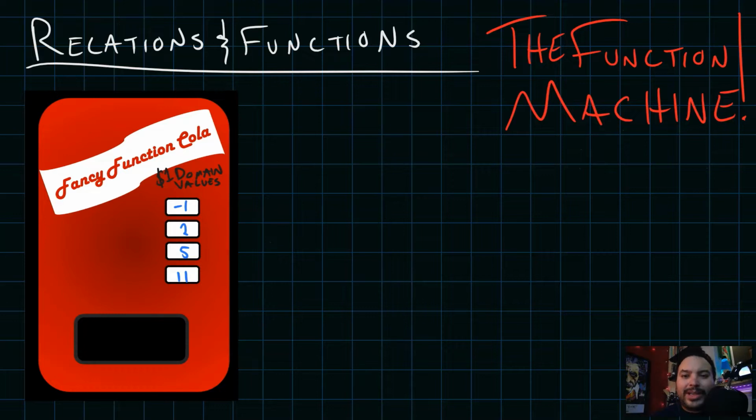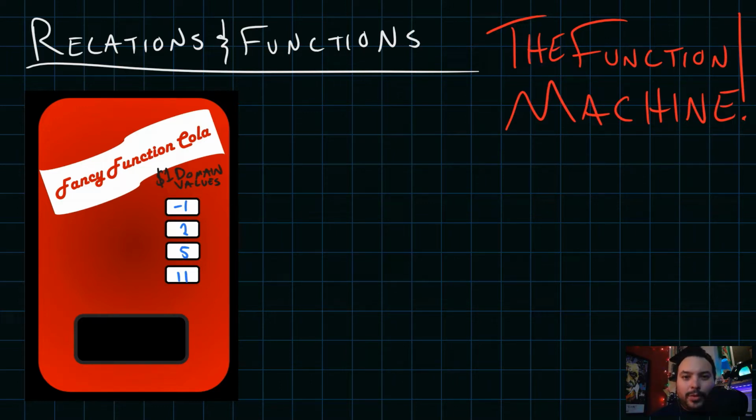So one of my favorite ways to think about a function is the analogy of the function machine. Now, when I think of a function machine, what I really think of is kind of like a vending machine. Here I am vending some fancy function cola. So using our vending machine as an example, we can compare the way it works to that of a function. Just like a function, a vending machine has inputs and outputs. Inputs would be the buttons that you press. The output would be your soda, your fancy function cola.